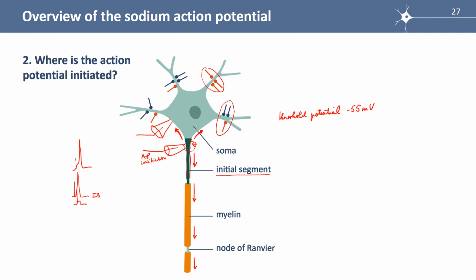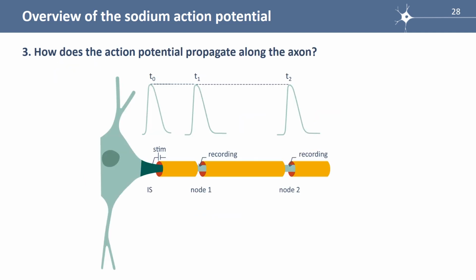Then it stops here because there are no sodium channels in the dendrites in most of the neurons. And it propagates also towards the axon terminals, and this is very important because this is the role of the action potential: to trigger the release of neurotransmitter. How does the action potential propagate along the axon?